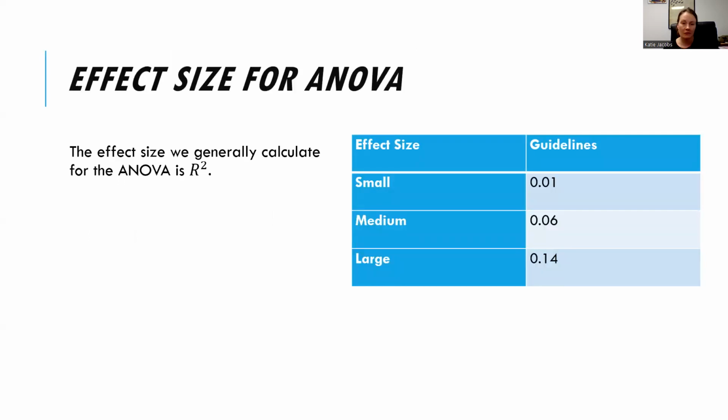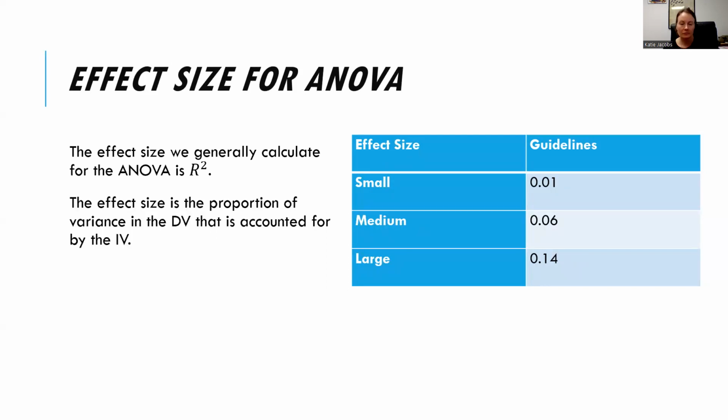So our effect size for the ANOVA, we're generally going to calculate R squared. And this effect size is the proportion of the variance in our dependent variable that is accounted for by group membership. So it's saying the variation that we're seeing in our data set seems to be accounted for by them being in different groups.